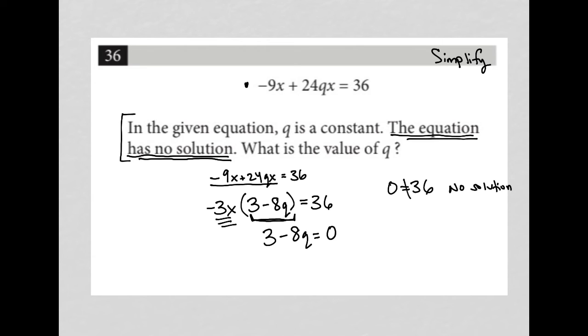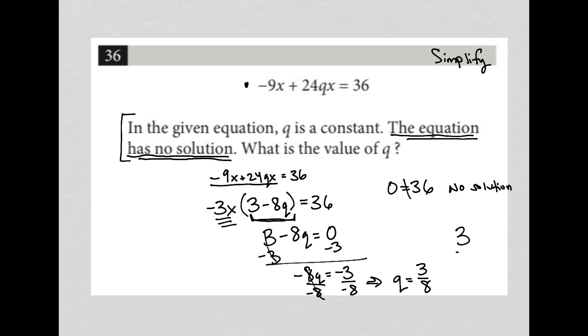So we're looking for the q value that makes 3 minus 8q equal to 0. So let's find that. I'll subtract 3 from both sides. I'm left with negative 8q equals negative 3. And then I'll divide both sides by negative 8. And I'm left with q equals positive 3/8.